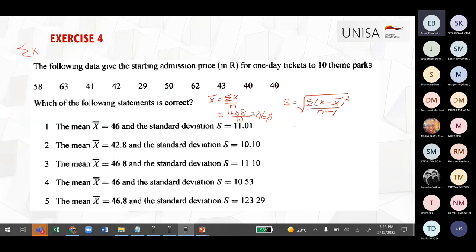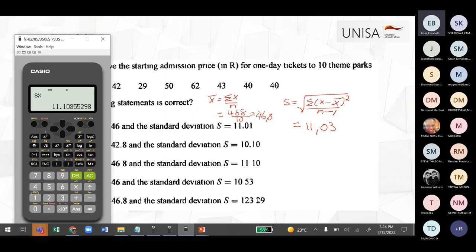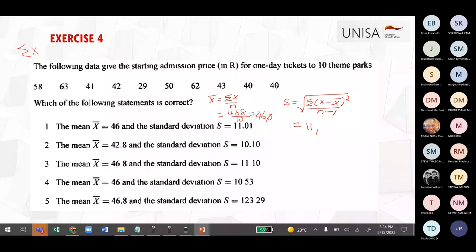So my standard deviation is 11.03. Now I can look here and look for the answer. Which one will be the right answer to choose from? Did I copy the answer correctly? Oh, I didn't copy it right. It's 11.1003. So which one is the correct answer? Option number one says 46. Option number one says 11.01. The answer was 11. Option three. Therefore, option three.